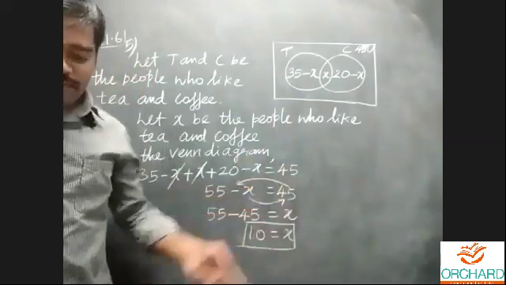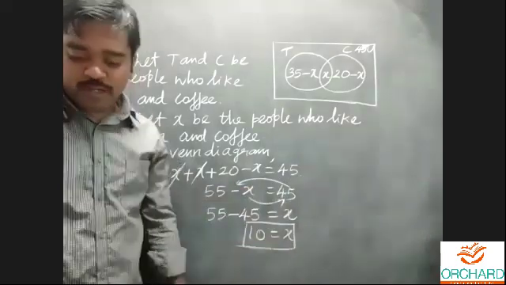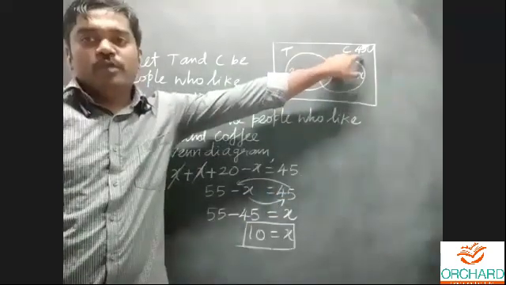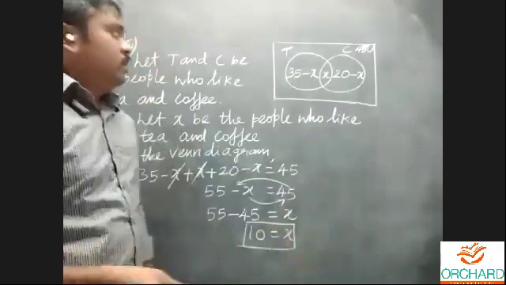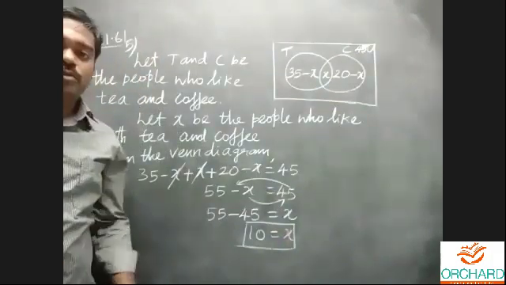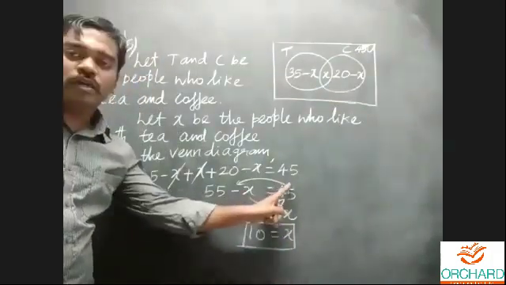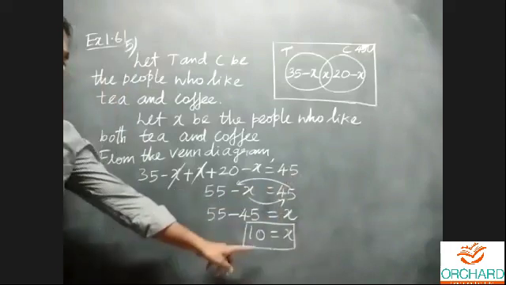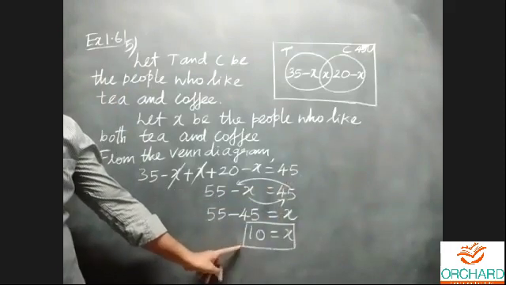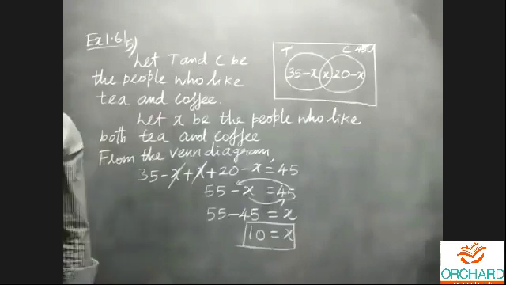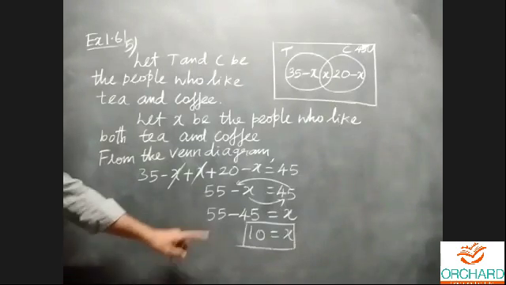Now they have given the total. Refer to the problem: in a party of 45 people. In a party, 45 people. That's why we consider this equal to 45, the total. Then you got the answer for those who like both tea and coffee is 10. Then the first subdivision is over. This is the solution for the first subdivision.